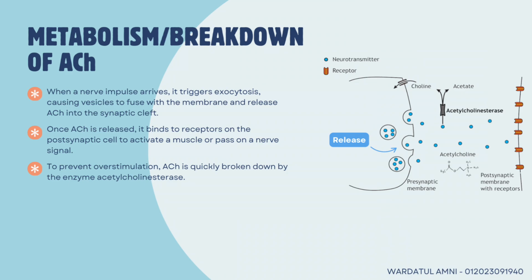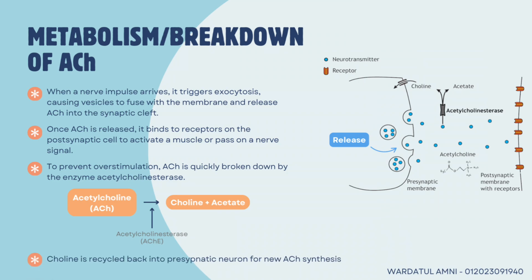So, ACh is quickly broken down by an enzyme called acetylcholinesterase. This enzyme will break ACh into two parts, which is choline and acetate. Choline is recycled and taken back into the presynaptic neuron to be reused to make more ACh.